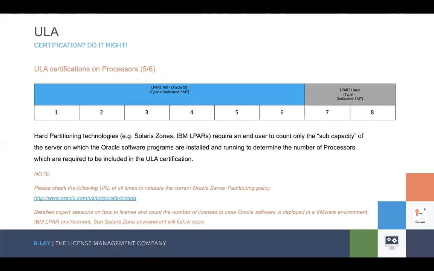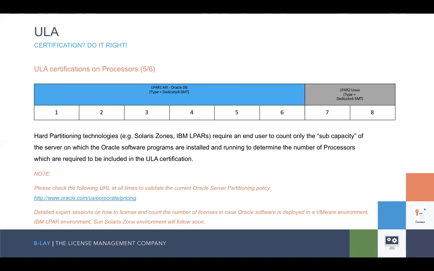Think, for example, about LPARs that are capped or uncapped. With a dedicated entitled capacity, a capped LPAR, you would need to look at the entitled capacity that is part of that LPAR. But if you have an LPAR that is part of a shared pool in which different LPARs can make use of a pool of cores that are available for those different LPARs, you would need to look at the configuration of that pool to determine how many cores you need to count.